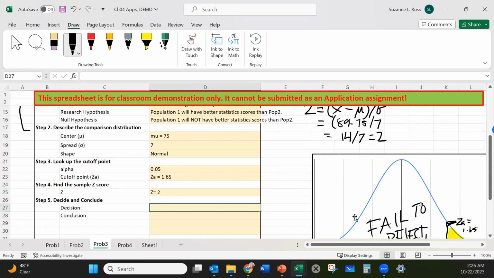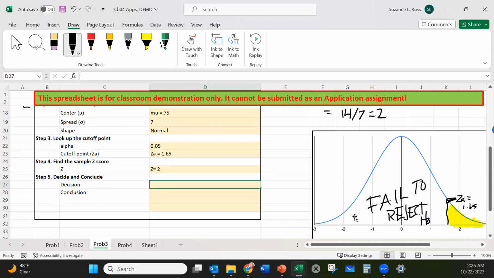Now we have to make a decision. We can do that by plotting our sample z-score. So let's go ahead and get that red pen out. Let's plot our sample z-score. Here's the 2. Z equals 2. And I can see that it falls in the reject region. Researcher is happy. We have a significant test. So we make the decision to reject the null hypothesis.